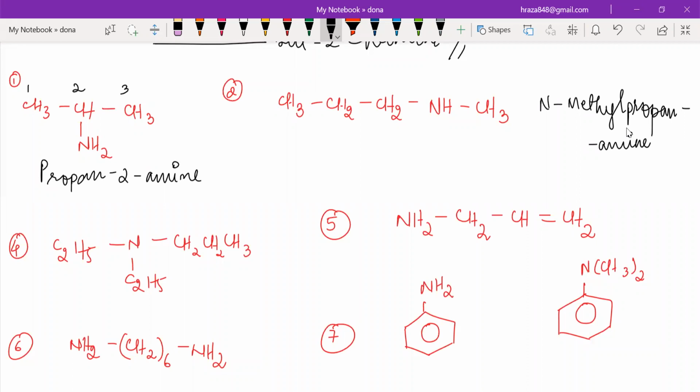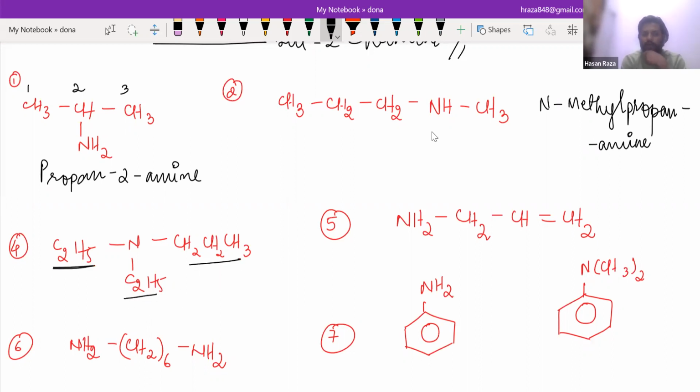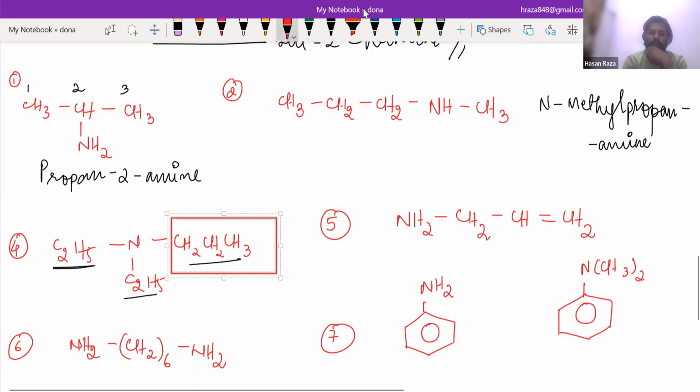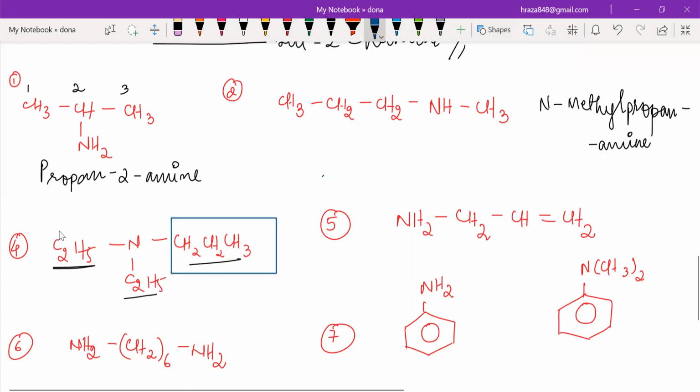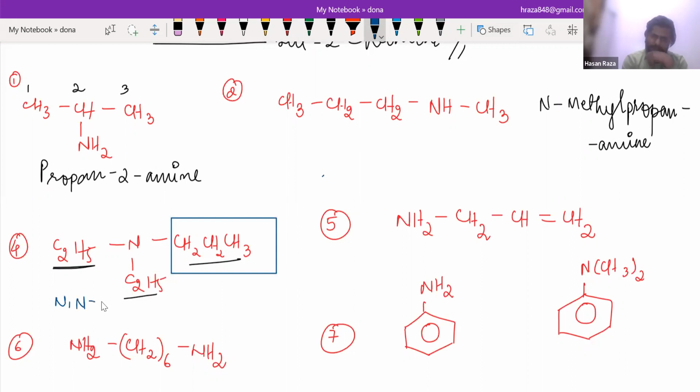Which is the third one? Are you able to solve it? Yes or no? This is your C2H5. 2 carbon, 2 carbon, 3 carbon. That means this is your parent chain. Yes or no? Yes. So 1, 2, this is your 3. The substituent contains 2 carbons. So its name will be N comma N, both are the same, so we write it together: N comma N diethyl propanamine.